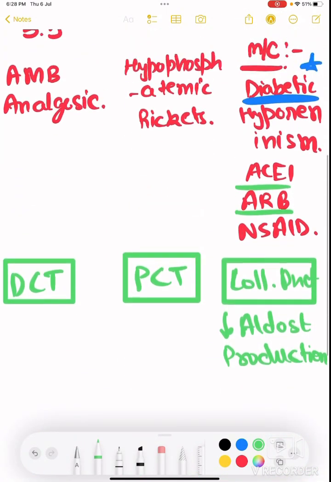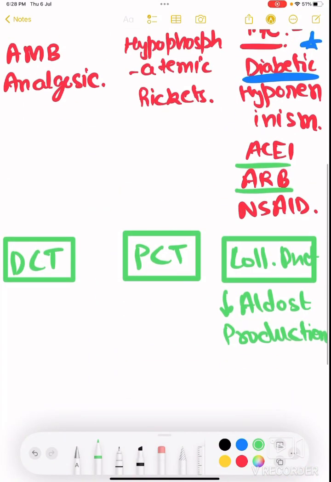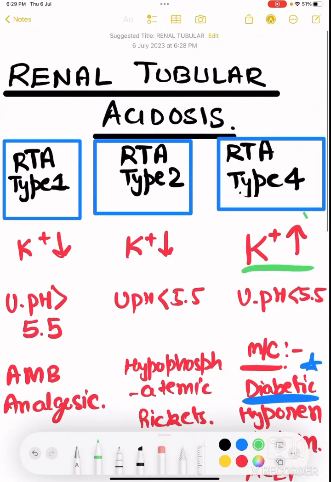And of course, if aldosterone production is decreased, then what will happen? Aldosterone throws potassium out of the body into the urine, right? If there is low aldosterone, then potassium will go up. So it is a mechanism by which you can remember these things, right?